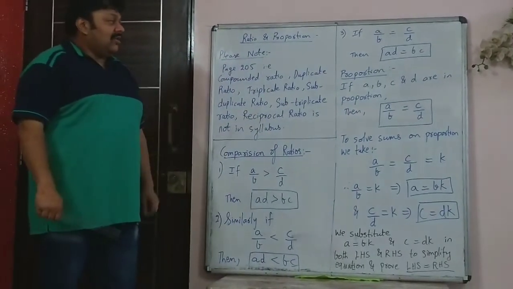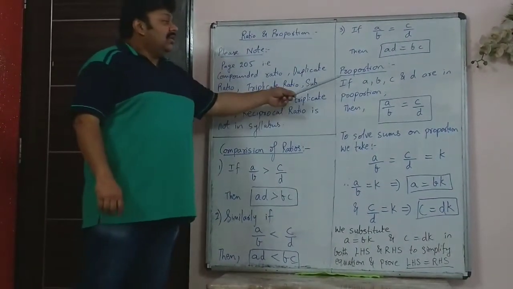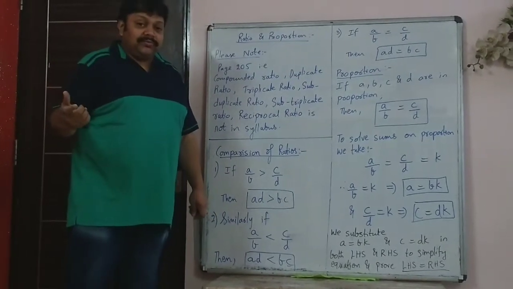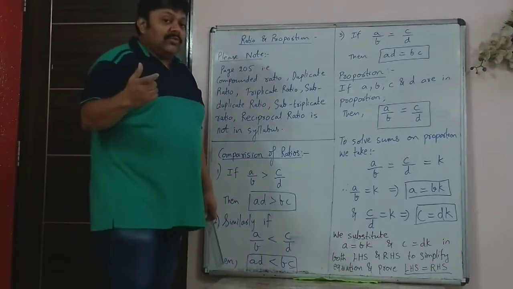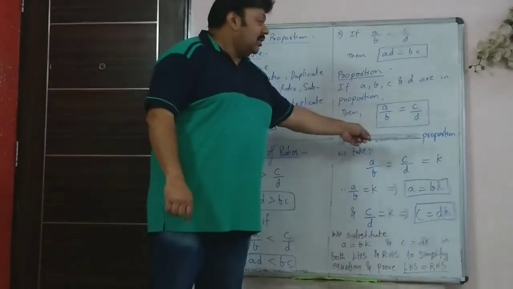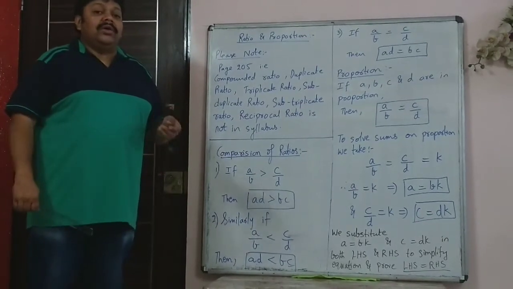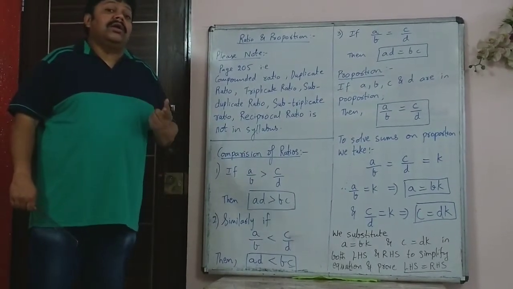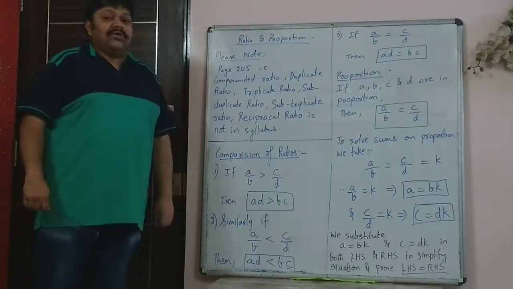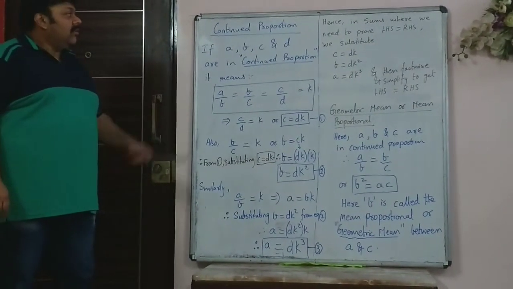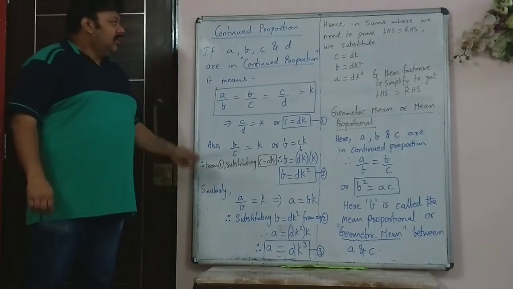There is another sort of sum in which you may be given that the terms A, B, C, D are in continued proportion. If the word continued proportion is there, then we won't write it like this. We will see in the next frame how we will write if we get the words A, B, C and D are in continued proportion and not just proportion. Now let's see what is meant by continued proportion.